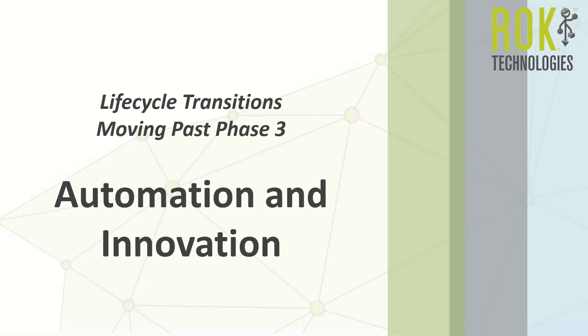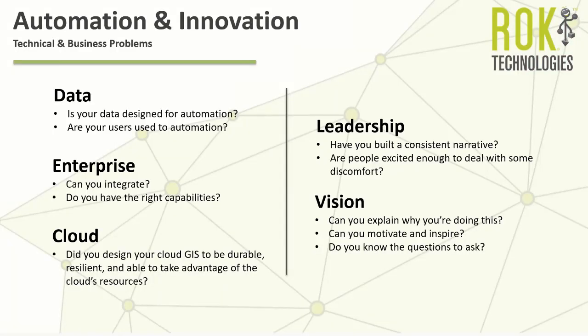So then finally, in the life cycle transitions, we're going to talk about moving past phase 3. So we're going to talk about automation and innovation. And this is a slide that we're going to spend the least amount of time on, but it's kind of the fun one to talk about. So again, if you ever want to talk about any of this stuff, please feel free to reach out to us. We really do love talking about this stuff. We think it's fun. And the automation and innovation piece really is the most fun part.